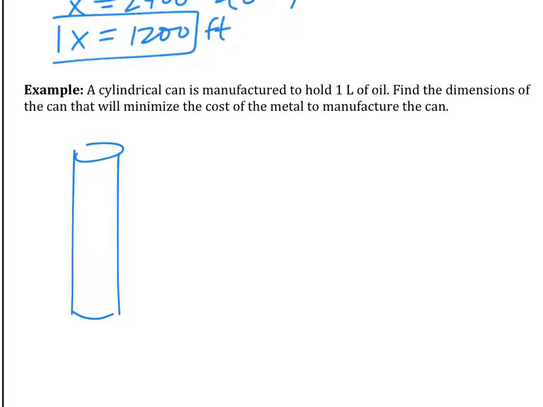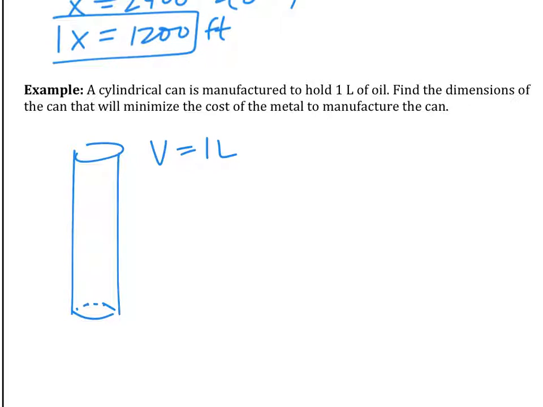Just kind of look at what we're dealing with. Okay, now look at, so like I said, they will always give you information on 2 things that would give you 2 equations. If you look at the question, it says this can is manufactured to hold 1 liter of oil. 1 liter of oil means what? Is that area, volume, surface area, what is it? Volume. So volume is 1 liter.